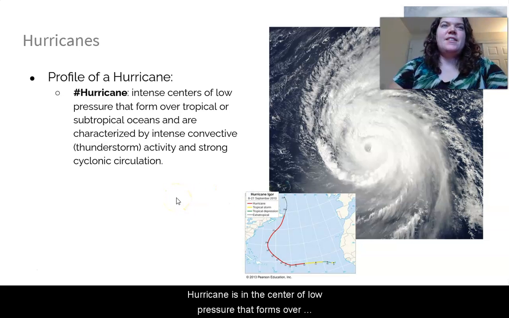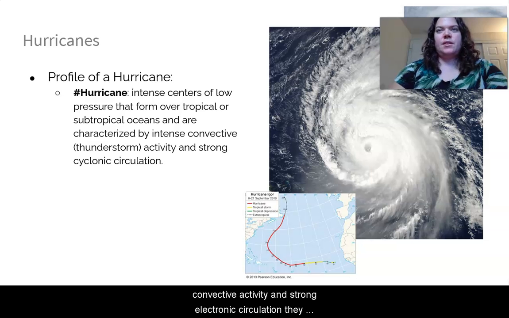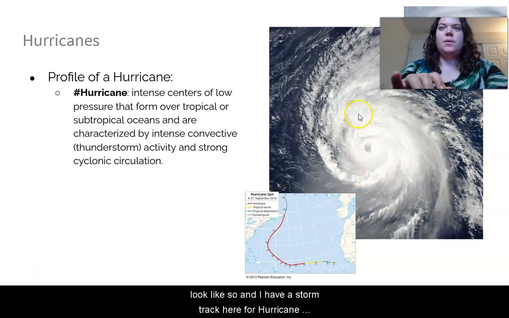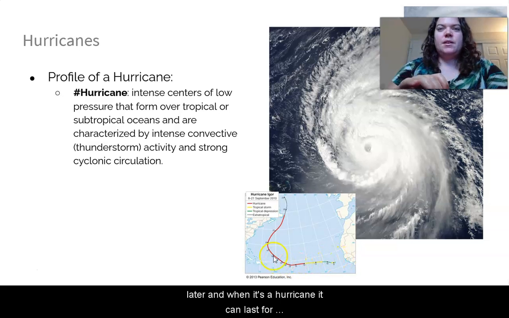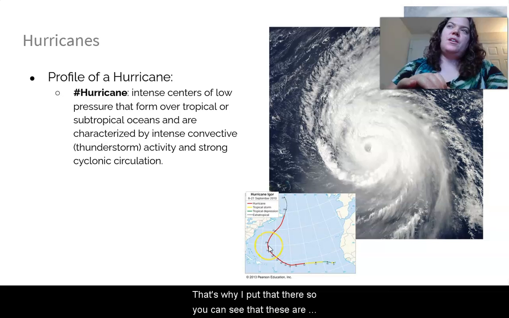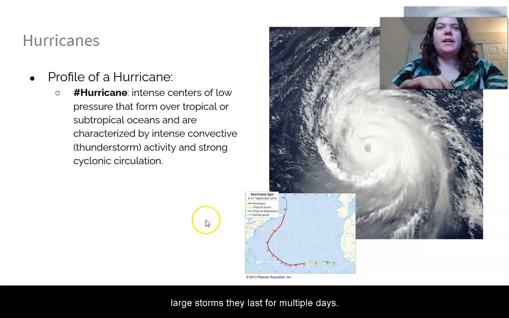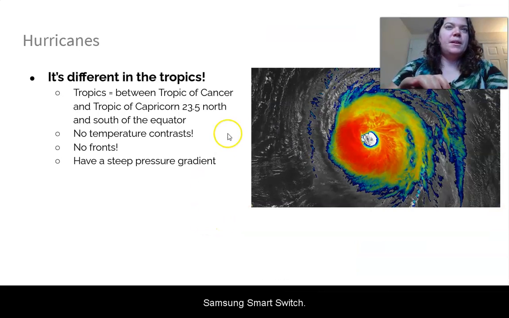A hurricane is an intense center of low pressure that forms over tropical or subtropical oceans. It is characterized by intense convective activity and strong cyclonic circulation. They look like so. And I have a storm track here for a hurricane, and it goes through a series of stages, which we'll go through later. And when it's a hurricane, it can last for several days. So that's why I put that there. So you can see that these are large storms. They last for multiple days, sometimes multiple weeks.